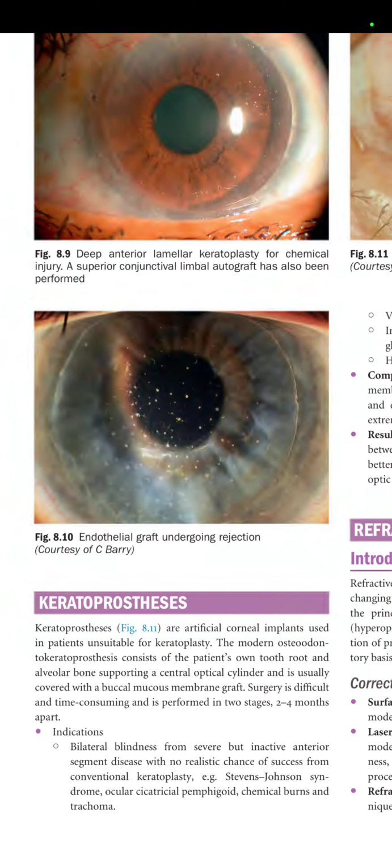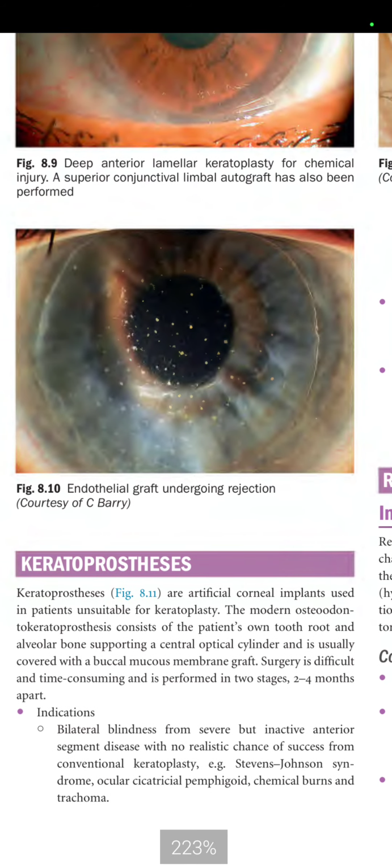Keratoprostheses are artificial corneal implants used in patients unsuitable for keratoplasty. The modern osteodontokeratoprosthesis consists of the patient's tooth root and alveolar bone supporting a central optical cylinder, and is usually covered with a buccal mucous membrane graft. Surgery is difficult and time consuming and is performed in two stages, 2 to 4 months apart.